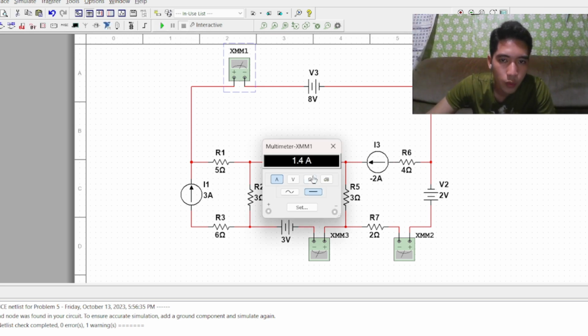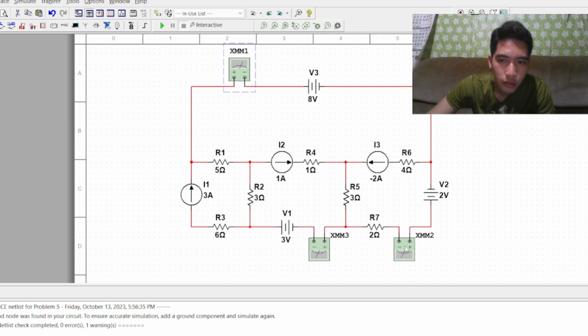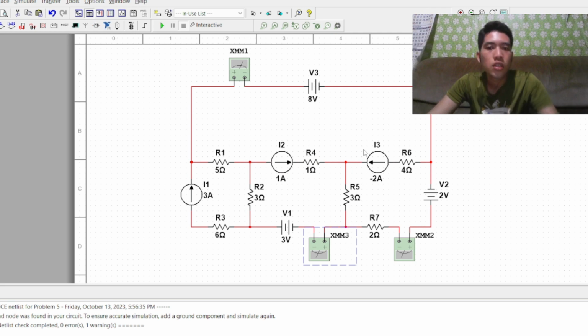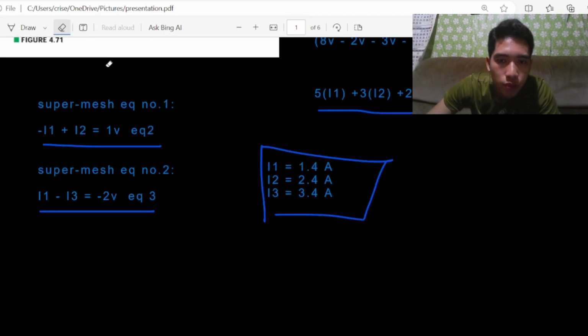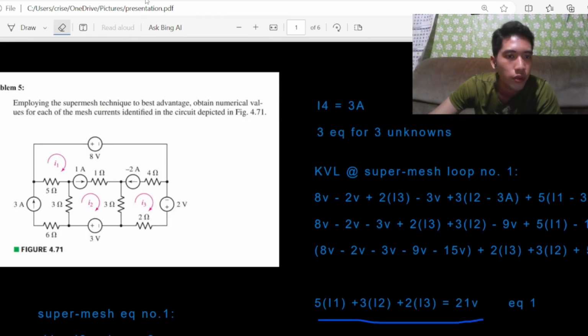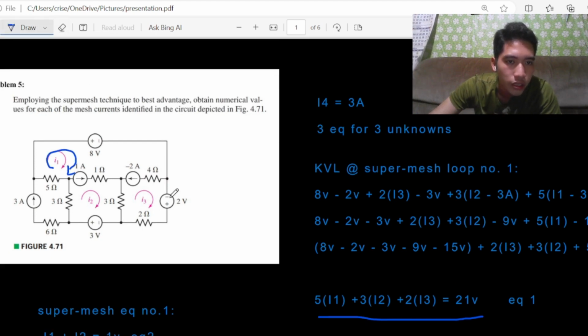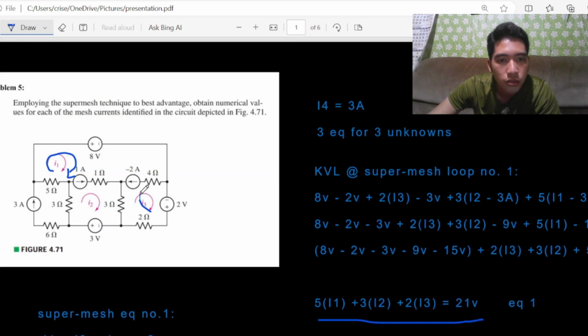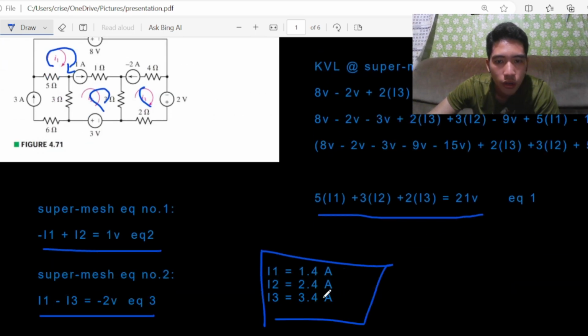So for I1 we have 1.4 amps, for I3 we have 3.4 amps, and for I2 we have 2.4 amps. So this shows that our solution was indeed correct. And as you can see, using mesh loop lets us know what the currents flowing in each of the resistors are. So for I1 we have a current flowing in this way, which is 1.4. For I2 in this way, 2.4. And for I3, we have a current flowing in this direction for 3.4 amps.